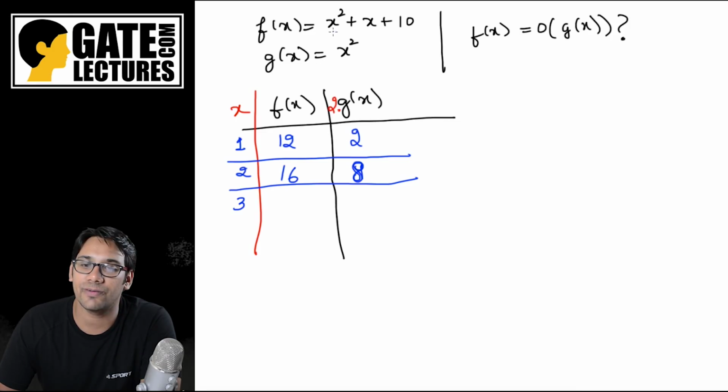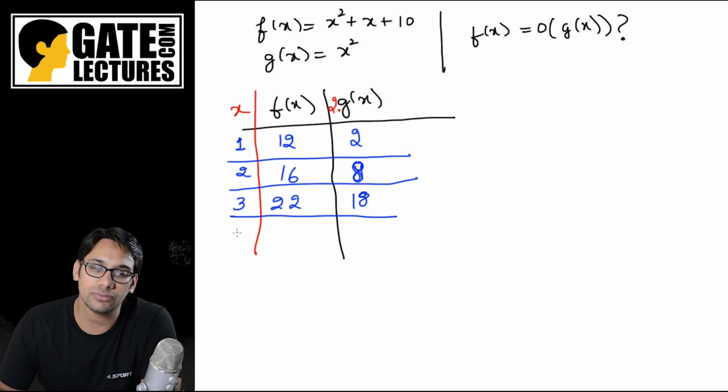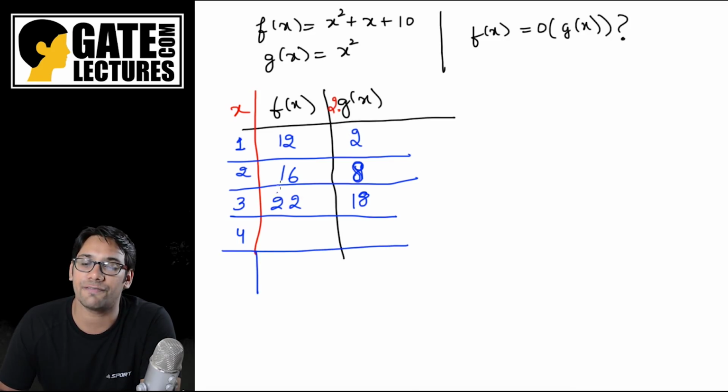Now the value of x is 3. In that case, f(x) will become 9 plus 3, which is 12. 12 plus 10 is 22. Therefore, f(x) will become 22. And g(x) will become 9 into 2, which is 18 actually. Right? So let us suppose the value of x is 4. So when the value of x is 4, then f(x) will become 16 plus 4, which is 20. 20 plus 10 is 30. And g(x) will become 32. So it is 2.x square, right? So this will become 32.